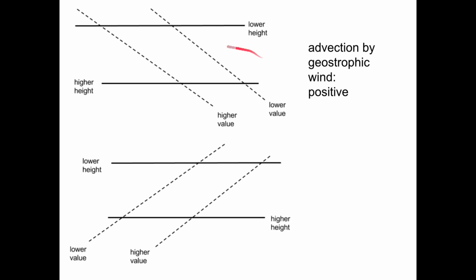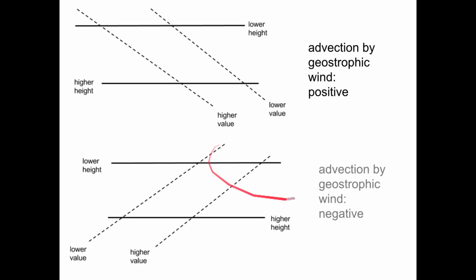The second example is just the opposite. We still have lower heights on top, higher heights below. But let's say it's temperature this time. The lower values of temperature are here, higher values of temperature are this contour. The flow is going from left to right, so it's bringing lower temperatures towards the right. And this is an example of negative advection by the geostrophic wind.